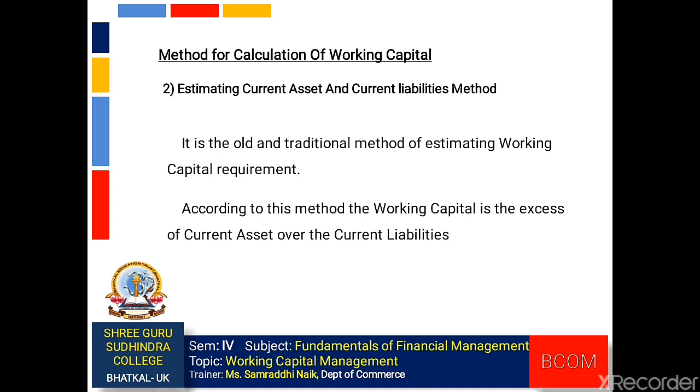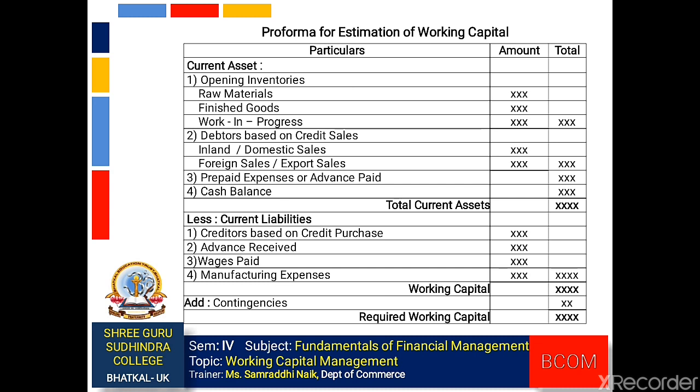According to this method, working capital is the excess of current assets over the current liabilities. Means working capital equals current assets minus current liabilities. While calculating working capital, we should follow the following format. The format starts with current assets such as opening inventories, debtors, prepaid expenses, cash balance, etc. Then we deduct current liabilities from the total current assets. Current liabilities such as creditors, advance received, wages paid, manufacturing expenses, etc. Then we get working capital.